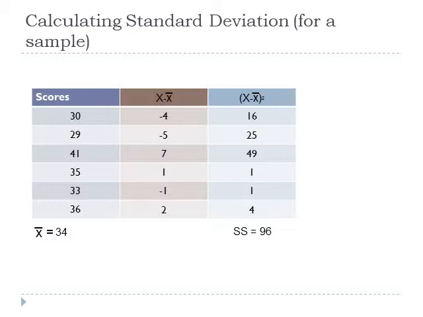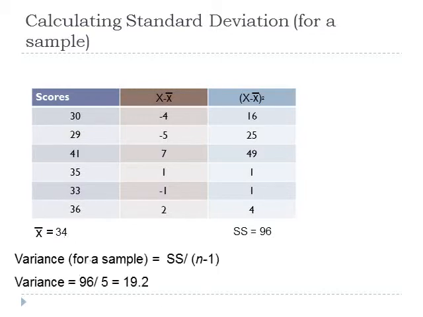Now, that would be the case if we were working with a population. However, here we're working with a sample. We only have 6 scores. Okay, and we know that a sample isn't a perfect representation of the population, and we acknowledge that by using what we call degrees of freedom. Okay, so degrees of freedom in our case would be n minus 1. So we take our sum of squares and divide it by n minus 1.